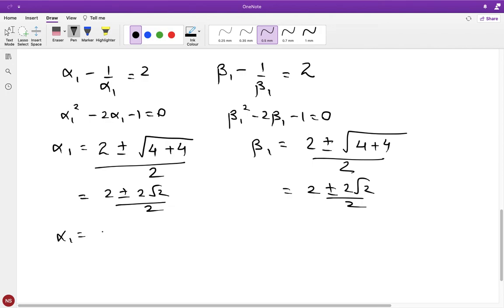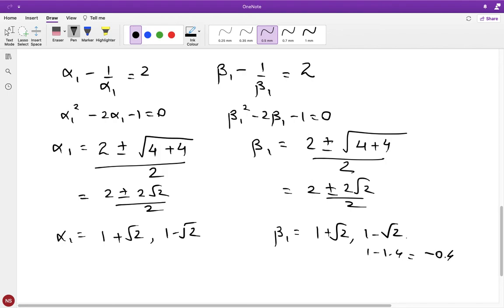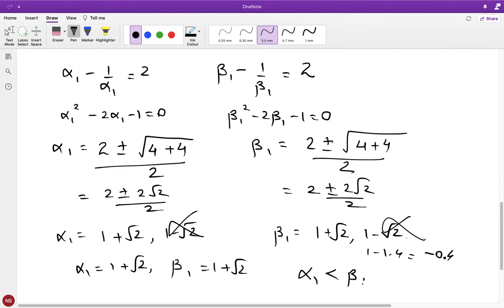So alpha 1 is 1 plus root 2 comma 1 minus root 2. Beta 1 is equal to 1 plus root 2 comma 1 minus root 2. Since 1 minus root 2 is 1 minus 1.4, which is minus 0.4, and all the roots are given positive, this is not possible, this is not possible. So alpha 1 has to be equal to 1 plus root 2 and beta 1 also has to be equal to 1 plus root 2. But it is also given that beta 1 is greater than alpha 1, so how can this relation be satisfied in this case?